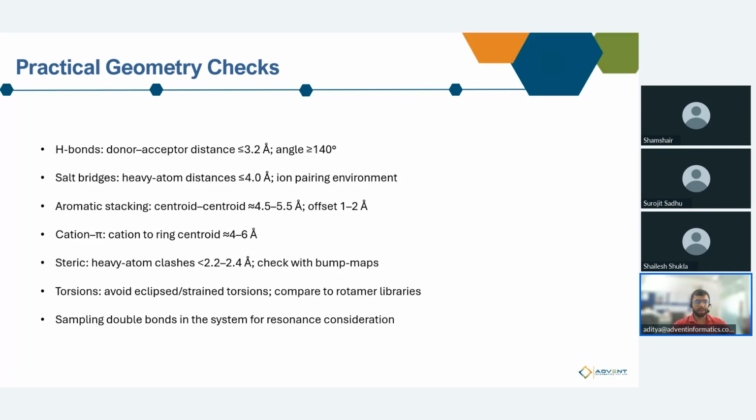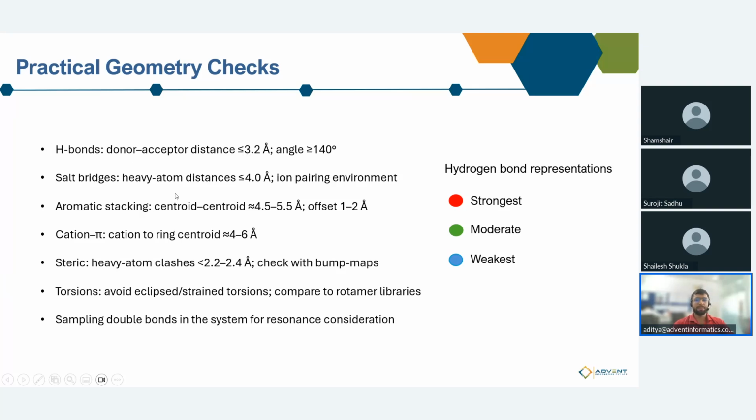Talking about the practical geometry of the bonding or non-bonding interactions, firstly, talking about hydrogen bonds, let us understand how we represent them. In ICM, we represent hydrogen bonds as spheres, right? So the size and color of those spheres tell us about the strength of that bond. Typically, when the hydrogen bond length is less than 3.2 Angstrom and the angle is more than 140 degrees, we call it a good interaction, right?